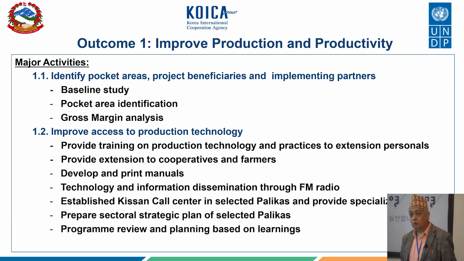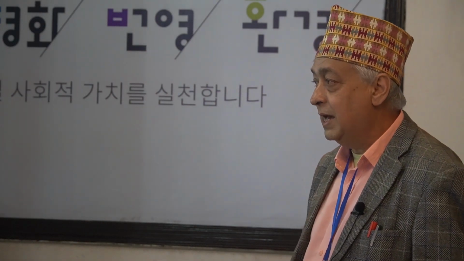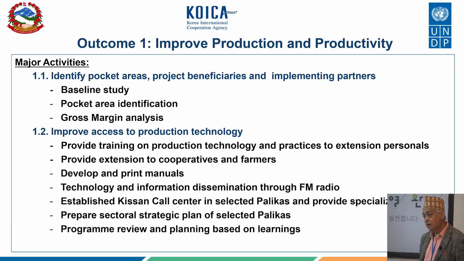We also develop print materials. So far we have developed more than 12 different print materials that directly benefit the farmers, like training materials and training manuals, and also technology information dissemination through FM radio. We already made agreements with 3 FM radio stations in different locations, and we are providing agriculture extension services to farmers through them. We also established a Kisan call center, so that farmers can call the center directly and a technician will answer their problem. This is especially beneficial in the COVID context, because farmers can easily call the technician from their telephone on a toll free number.